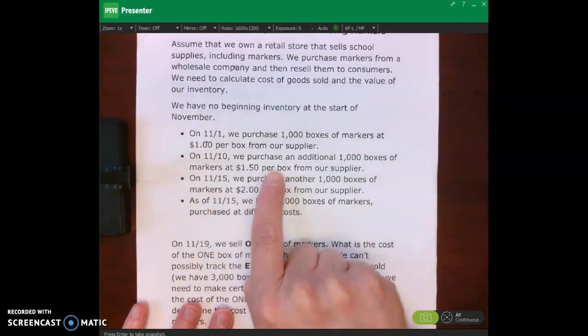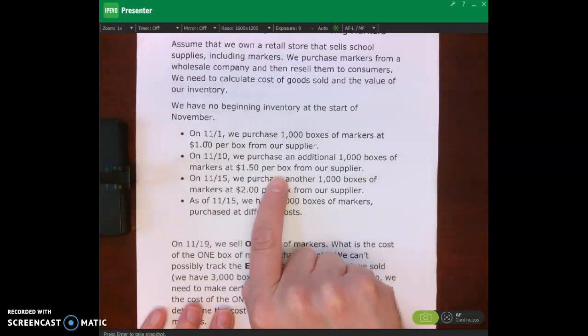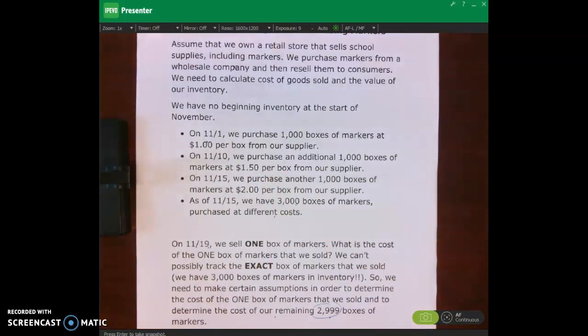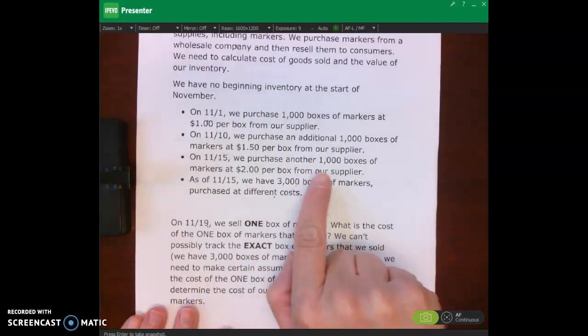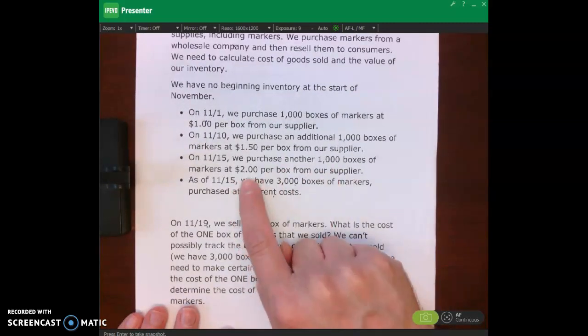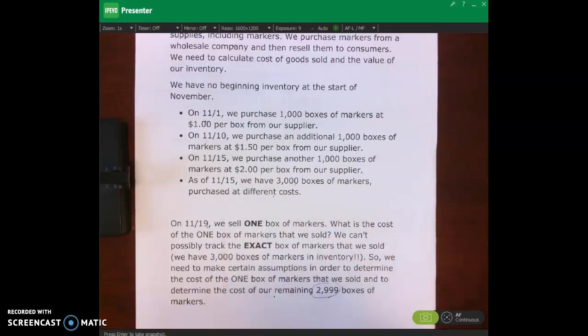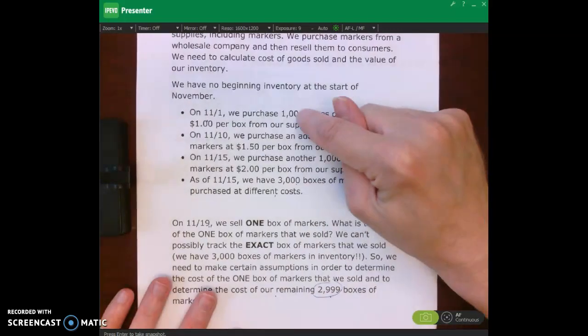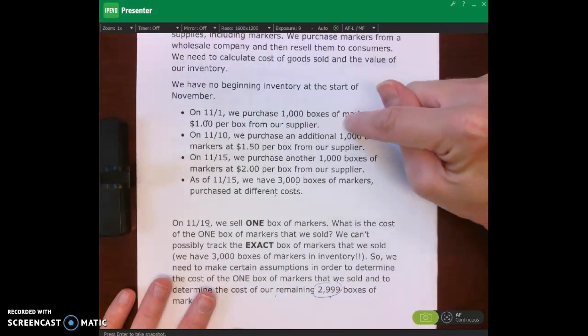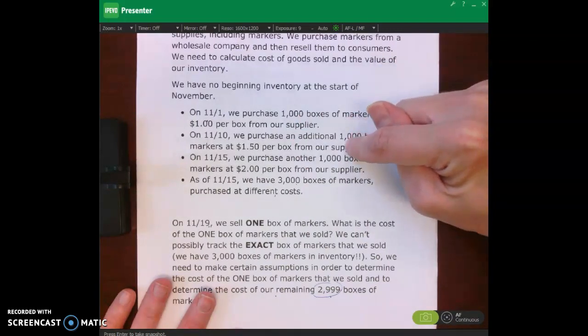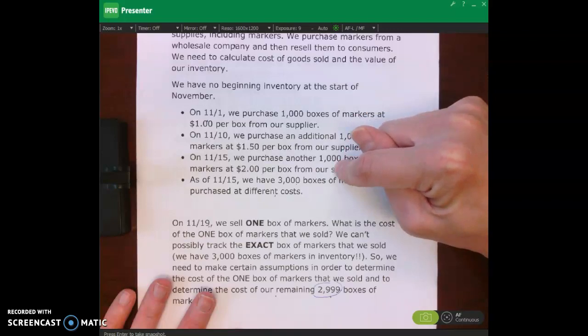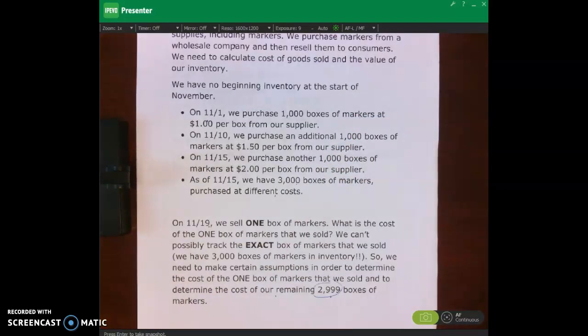10 days later, we buy them from a different supplier, and that supplier charges us $1.50 for the same box of markers, okay? And then on the 15th, we purchase another 1,000 boxes of markers from a different supplier, and they charge us $2. All right? These are all the same markers, it's just that we had to buy them from different suppliers. Maybe supplier one just ran out of stock, and then this supplier ran out of stock, so we had to go to the third supplier. Okay? So a run on markers.